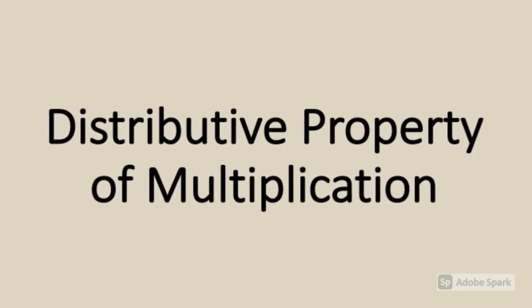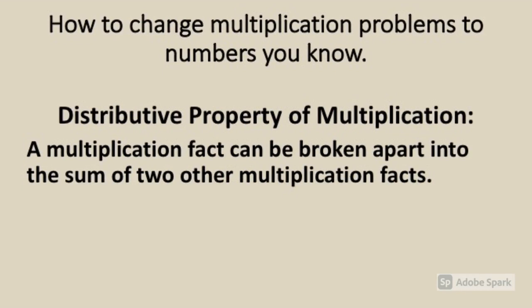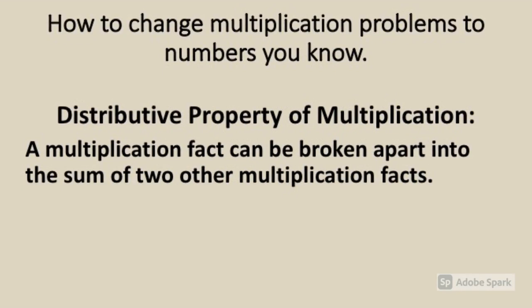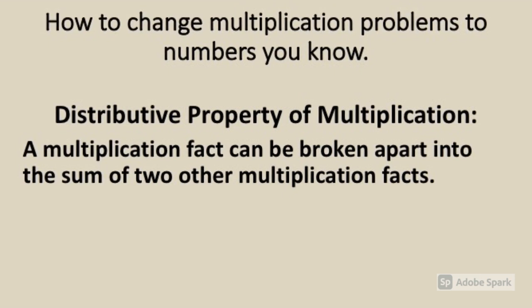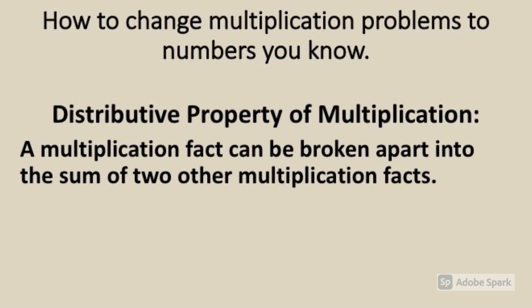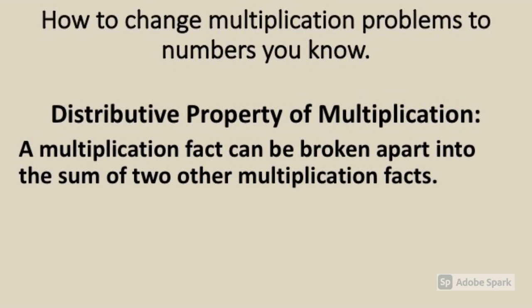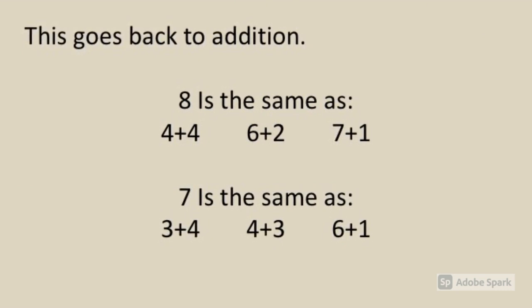Distributive property of multiplication. Distributive property is used to change multiplication problems you don't know into numbers you do know. The definition of distributive property of multiplication is a multiplication fact can be broken apart into the sum of two other multiplication facts.